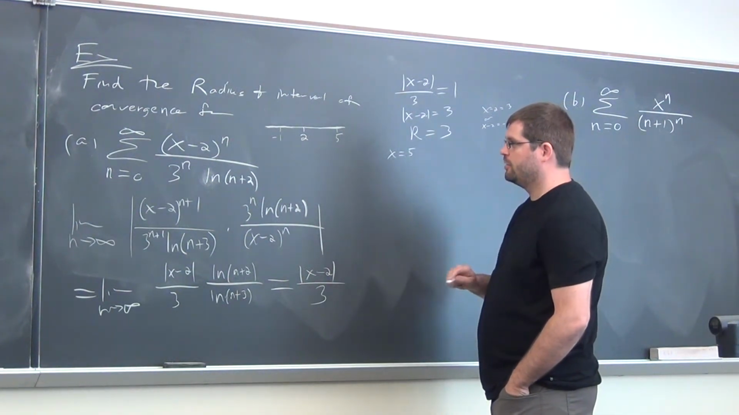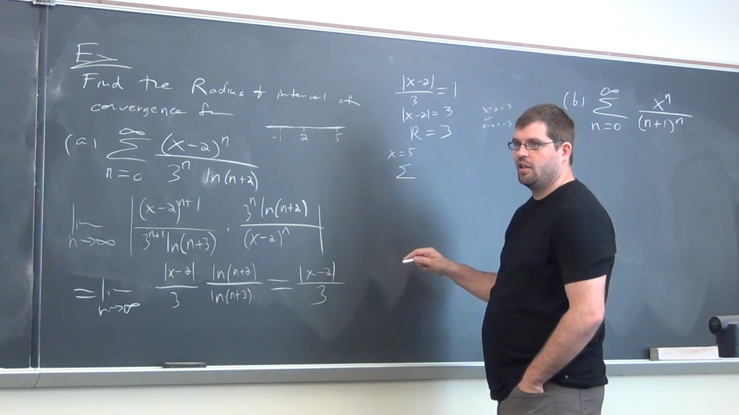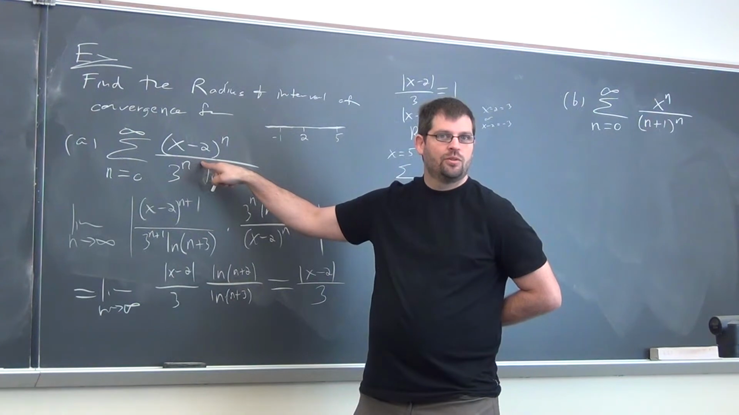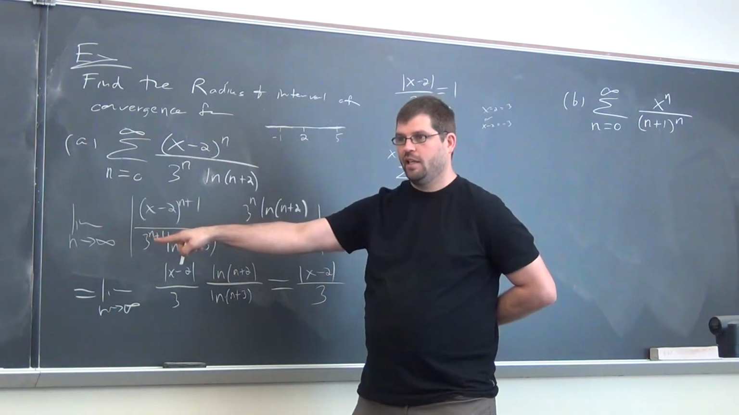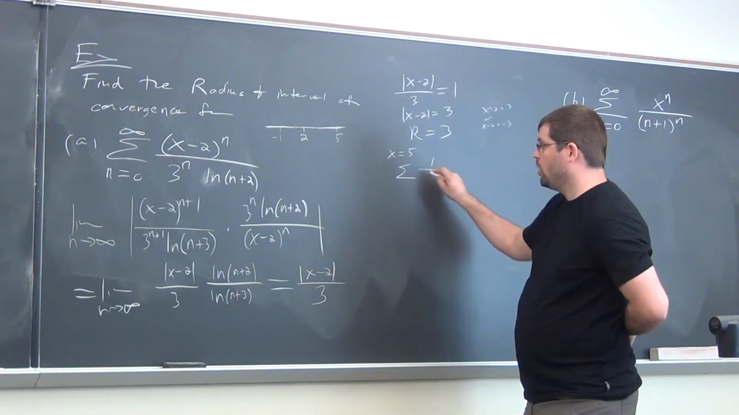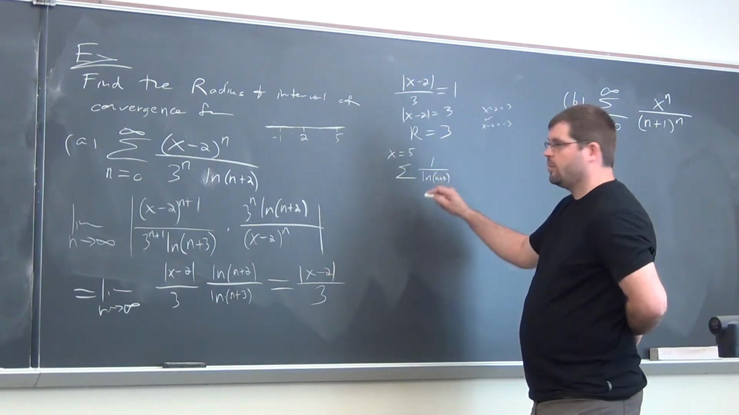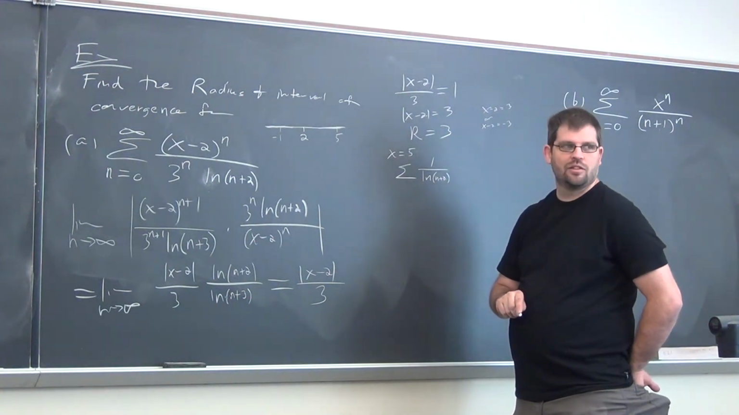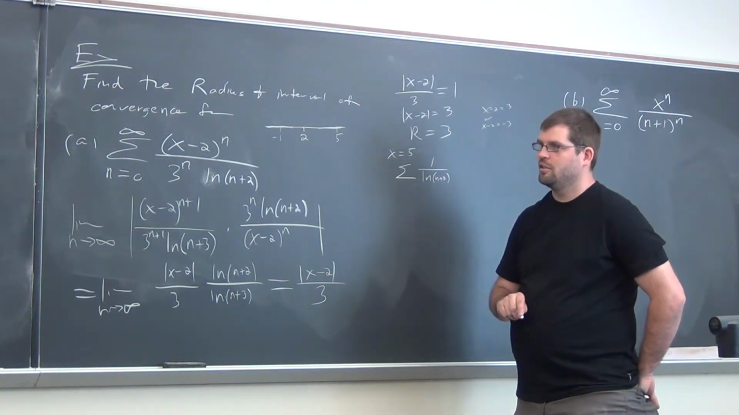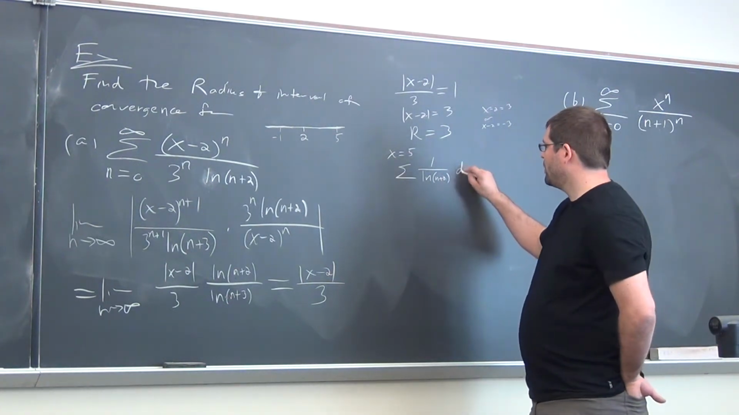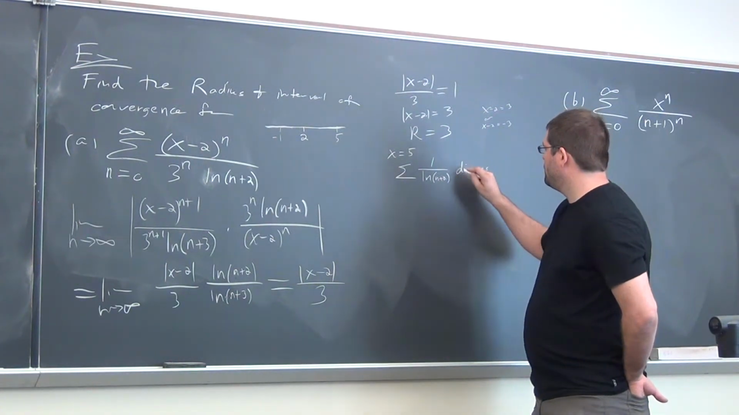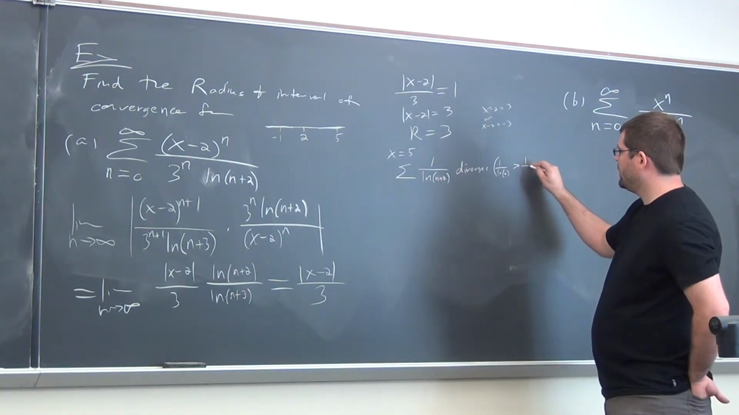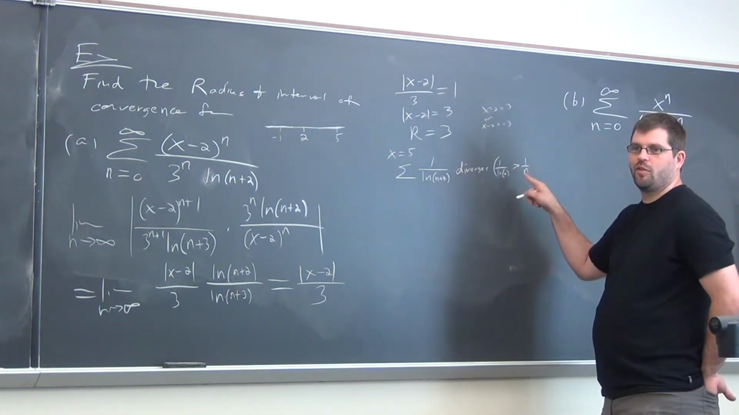When x is 5, I'll start abbreviating here. When you plug in 5, 5 minus 2 gives you 3 to the n, which immediately cancels the 3 to the n. So that whole thing will be 1 over log of n plus 2. Does this converge or diverge? It diverges. Remember, 1 over log n is bigger than 1 over n, and the sum of 1 over n diverges.